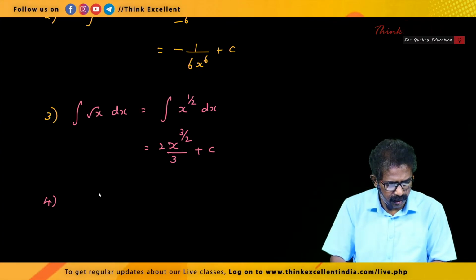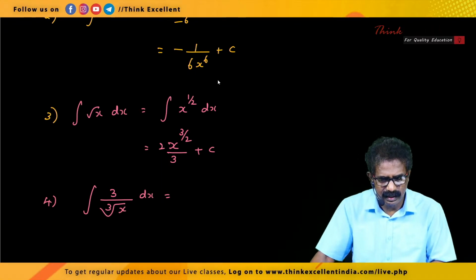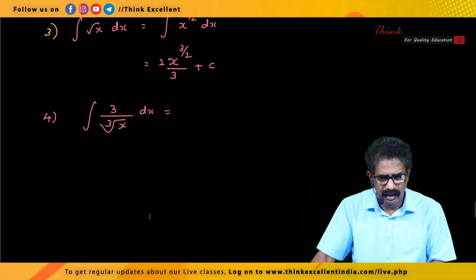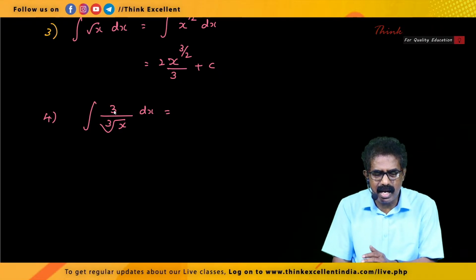Question number 4, integral 3 by cube root of x dx. We have to do this sum carefully. Integral 3 by cube root of x. I think you know how to do it, right? Same method only. What should we do? First, we can take this constant 3 outside.